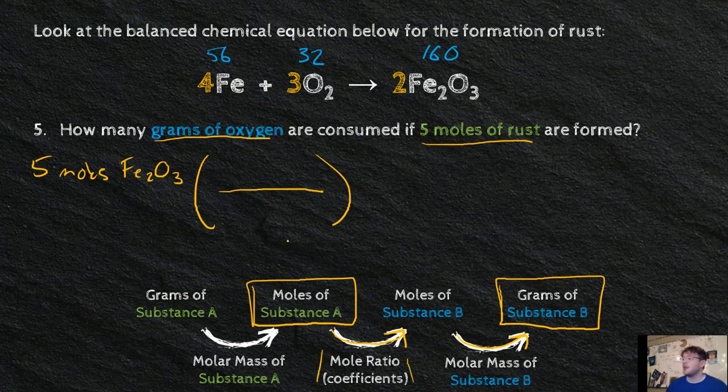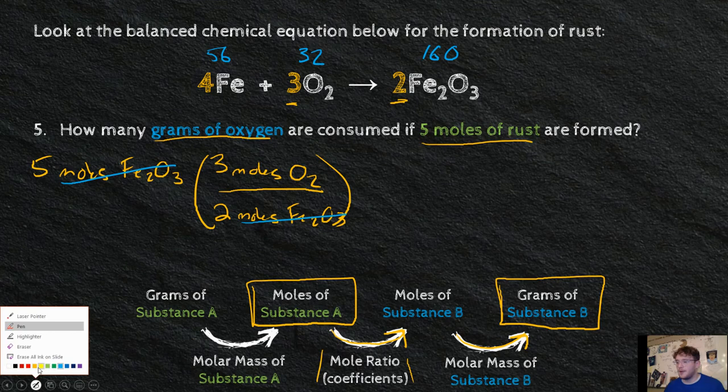Well, how do I do that? You look at the coefficients. For how many moles of rust do I consume moles of oxygen? For every 2 moles of rust I get out, I consume 3 moles of oxygen. Okay, so that's what I'm going to put inside these parentheses. For every 2 moles of rust, I consume 3 moles of oxygen. Okay, and what that allows me to do now is to cancel out my moles of Fe2O3. Okay, all right, so that's one of my conversions.